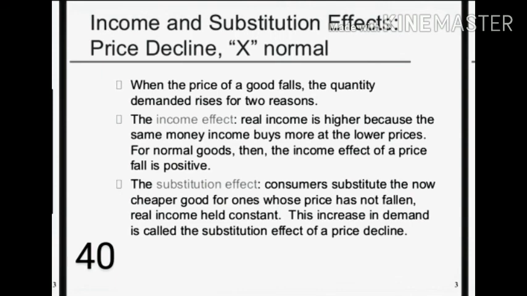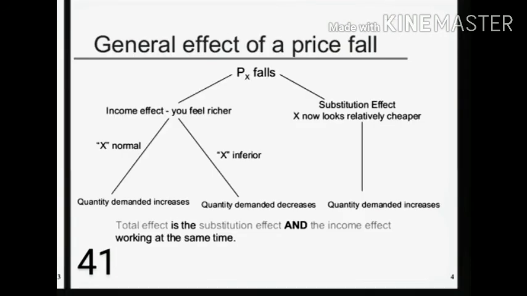Next, the substitution effect. Consumers substitute the now cheaper good for ones whose price has not fallen, with real income held constant. The increase in demand is called the substitution effect of a price decline. This graph shows the general effect of a price fall on the demand for goods.